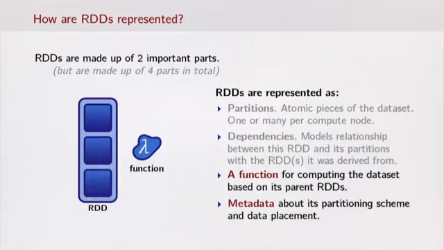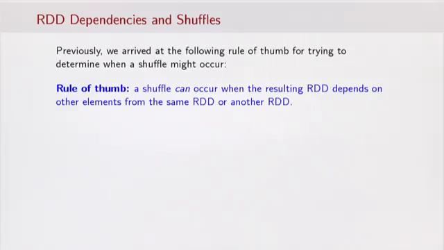And finally, the last two parts of an RDD include a function. You can think of this as the function that you might pass to a map operation on the previous slide. You can't compute a child partition without some kind of function to get that child partition from the parent partition. So functions are actually a big part of RDDs because they say how to compute the dataset based on an RDD's parents, so what to actually do. And finally, there's some metadata about the partitioning scheme and where data is placed that's a part of an RDD. So these are the four parts of an RDD. But you might ask, well, how does that relate to shuffles?